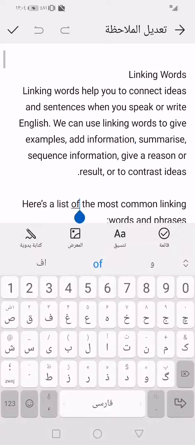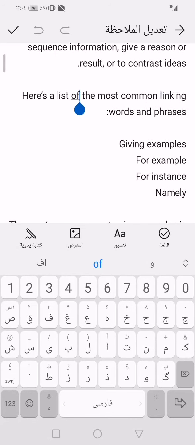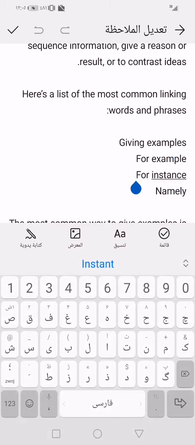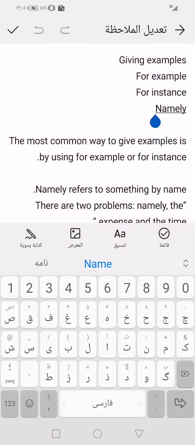Here is a list of common linking words. Giving example. When I want to give example, من أريد أنطي مثال شو استخدم كلمة for example, for instance, namely. The most common way to give example is by using for example or for instance.